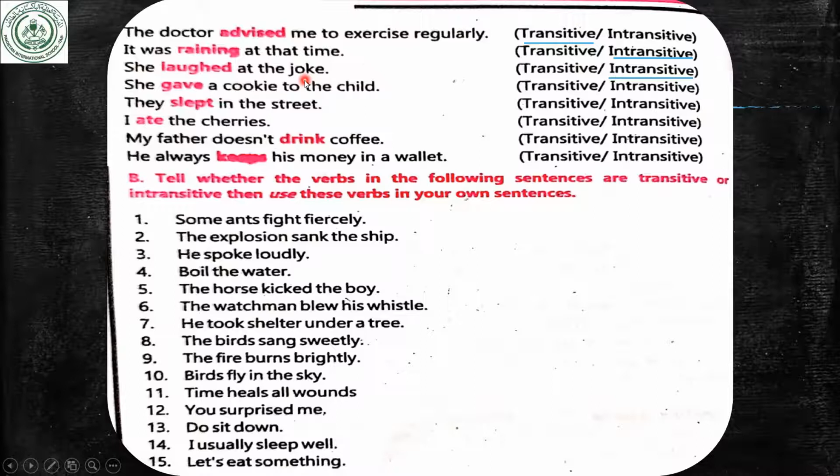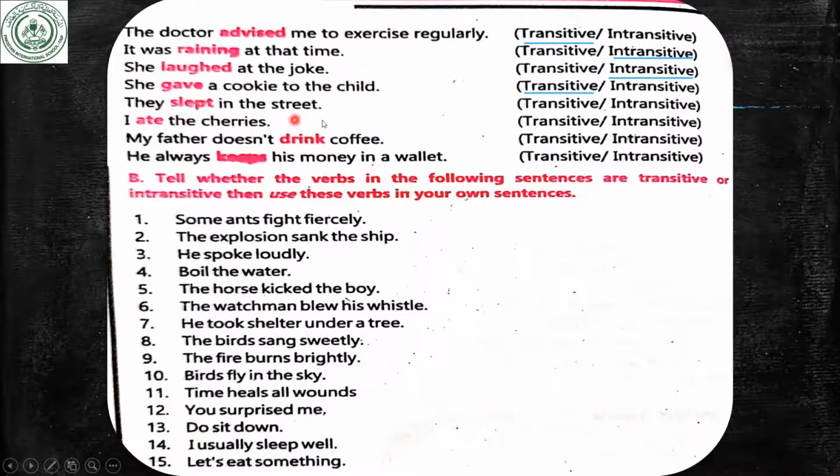And you know one more important thing, dear students: intransitive verbs cannot change into the passive, but transitive verbs can change easily into passive. So when you want to know whether it is transitive or intransitive, try to change it into the passive as well. If it becomes passive, it means it's transitive. If not, then it is intransitive. Number seven, she gave a cookie to the child. A cookie, yes, was given by her to the child. So it is transitive, it can be passive as well.